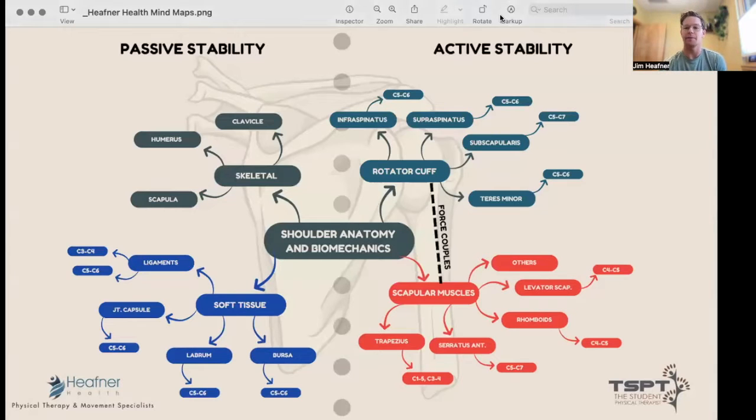In this video, I am going to break down shoulder anatomy and biomechanics, and I'm hoping to provide you with a framework that allows you to better understand the shoulder complex. The word has "complex" in it, but I don't think the shoulder needs to be that complicated. The way I'm going to break this down is into passive stabilizing structures and active stabilizing structures, and you can see those on the screen right now.